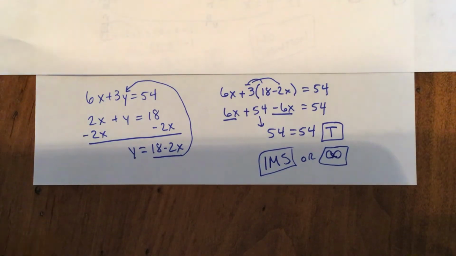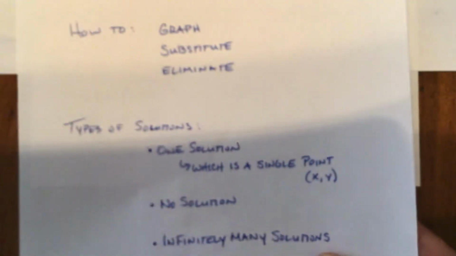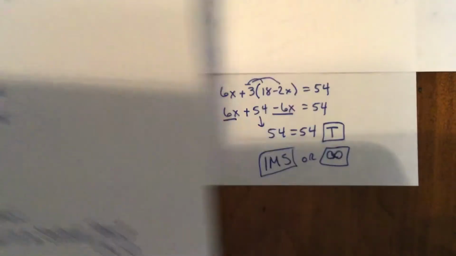All right, so there you go. This is our second way of 3 ways, right? So we got graphing, substitution, and elimination, and we got those out of the way.